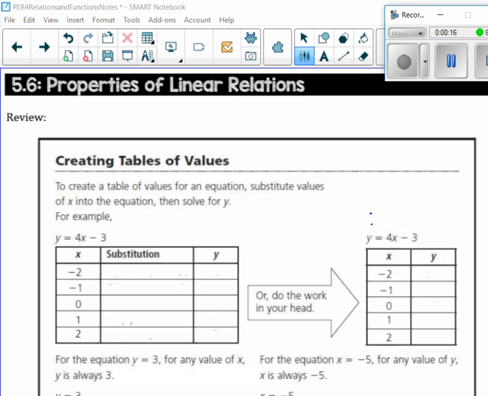So if I substitute negative 2 in there, I'll show my work for this, but really, you don't have to show this step. 4 times negative 2 is negative 8, minus 3 is negative 11. You keep going. Negative 1 goes in there. What do we get?